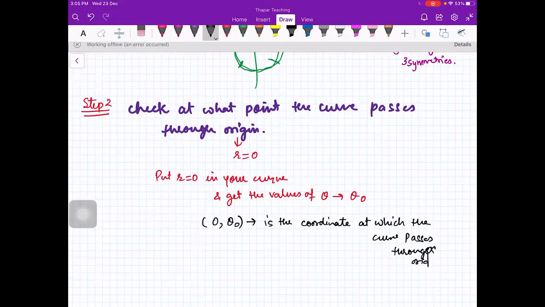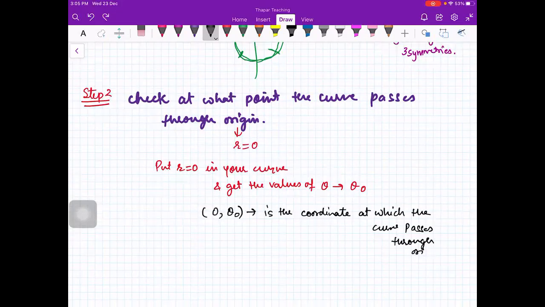Ma'am, what will be the first step? Can you just tell the first step again? First step is you will check the symmetries. Second step is you will check at what point the curve passes through origin. Origin in polar coordinates means r is 0. You will put r equal to 0 in your curve and you will get a value of theta, say theta naught. This is the coordinate of the point at which the curve is passing through origin.